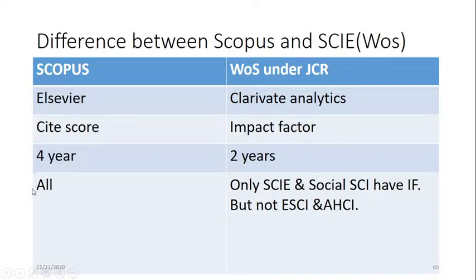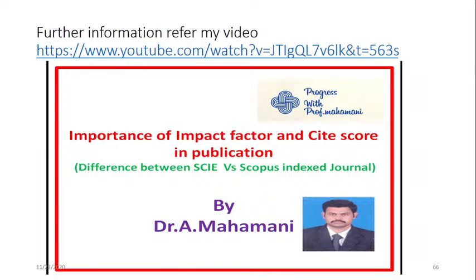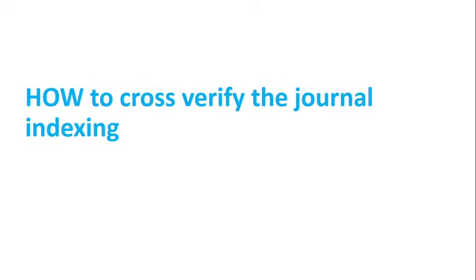In Scopus all are unique, there is no categorization, simply Scopus indexing. But in Web of Science they are giving SCIE and social science with impact factor, but ESCI, the Emerging Sources Citation Index, and the Arts and Humanities Citation Index have no impact factor. So here everything is treated as equal, while here they are categorizing into 4 groups. SCIE and social science both have impact factor, the remaining 2 do not. For further information, just go to my channel and refer to the video, you will get more information. So let us go to how to cross verify.